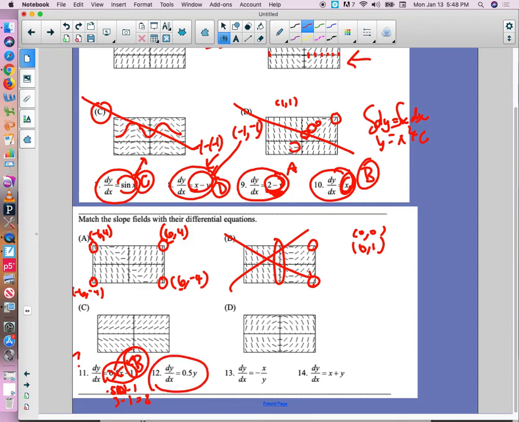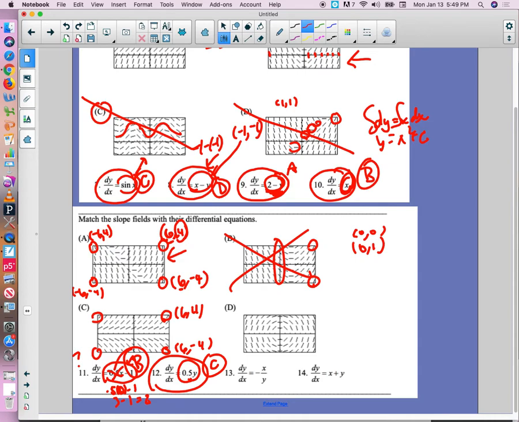All right, let's go to this one. Let's go back to A just to get started. This is half of y. Half of 4 is 2. Well, that's certainly not happening here. And so let's move on to C or D. At the point 6, 4, half of 4 is 2. At 6, negative 4, half of that is negative 2. Up here and down here, I feel pretty good about this one being C.